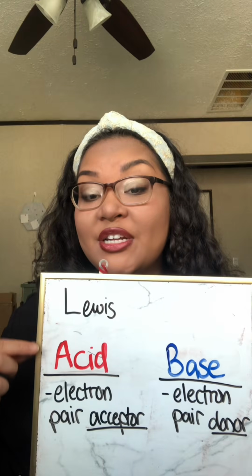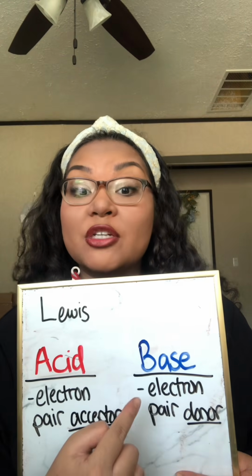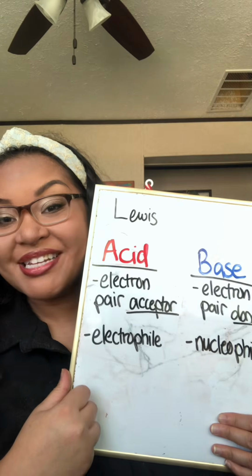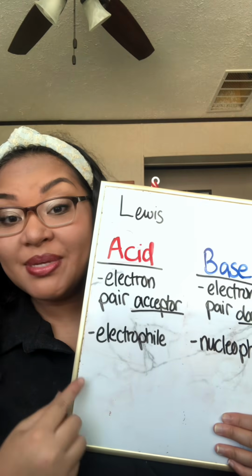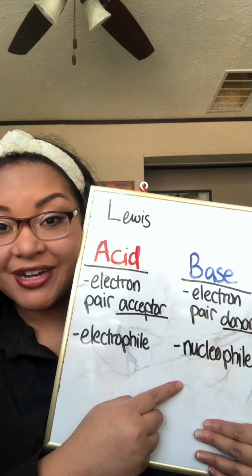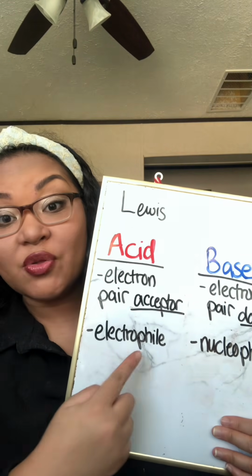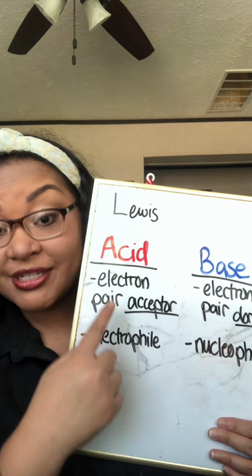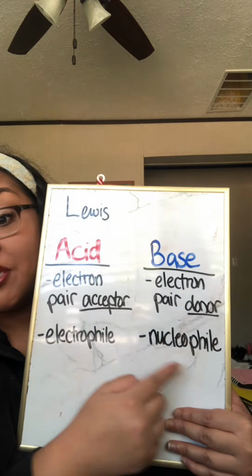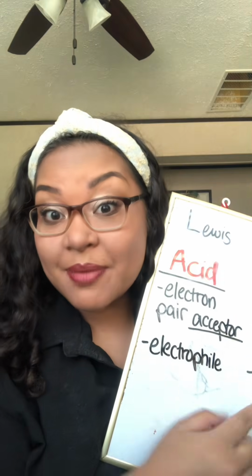For the Lewis definition, the acid is the electron pair acceptor and the base is the electron pair donor. A sneak peek into organic chemistry, the Lewis acid is also called the electrophile and a Lewis base is called a nucleophile. Phileo means love in Greek, one of the definitions at least. So this loves electrons, right, because it's an electron pair acceptor, and this one loves nuclei because the nucleus of an atom is positively charged. And thus electrons which are negatively charged seek that out.